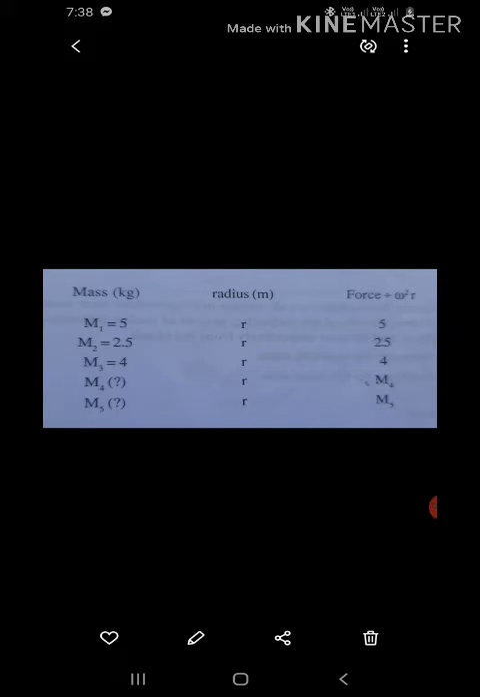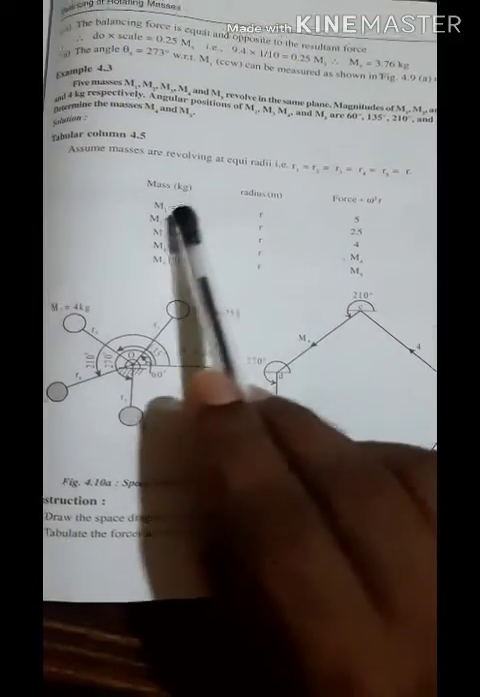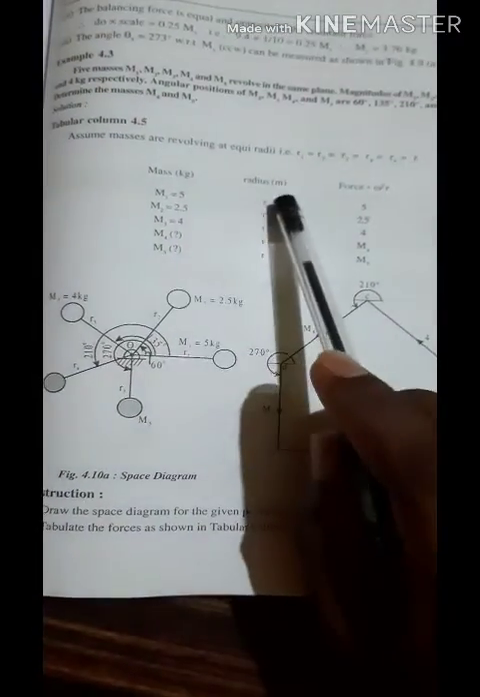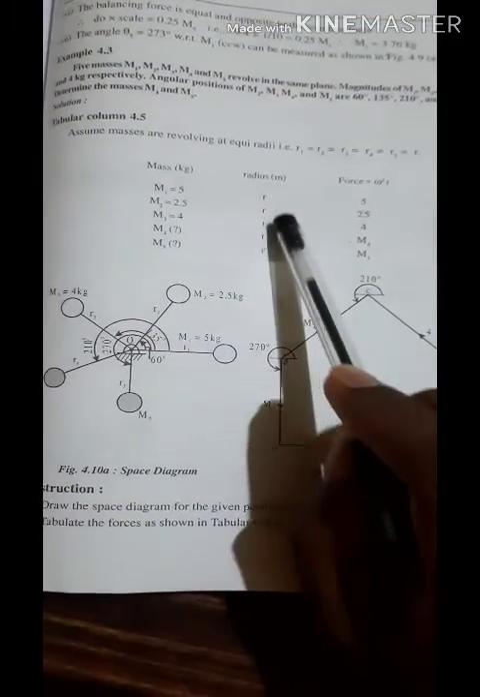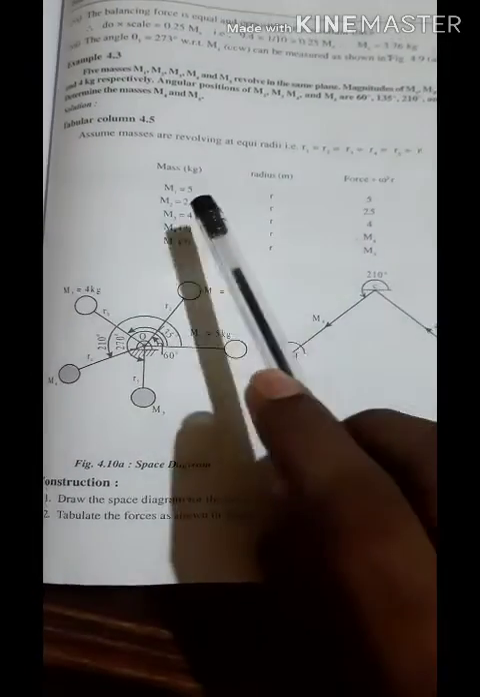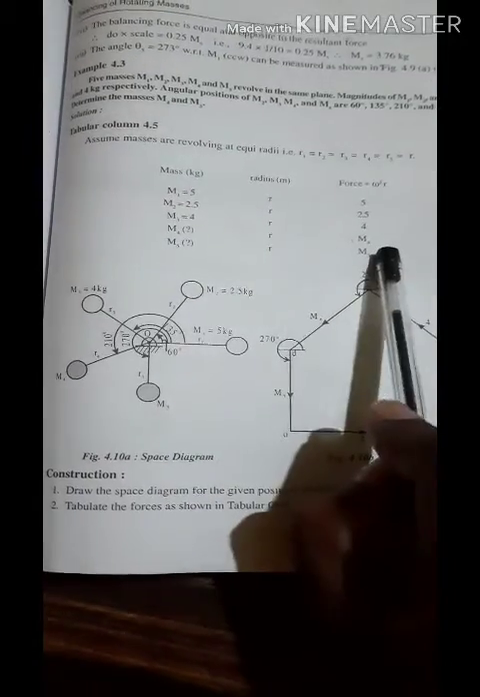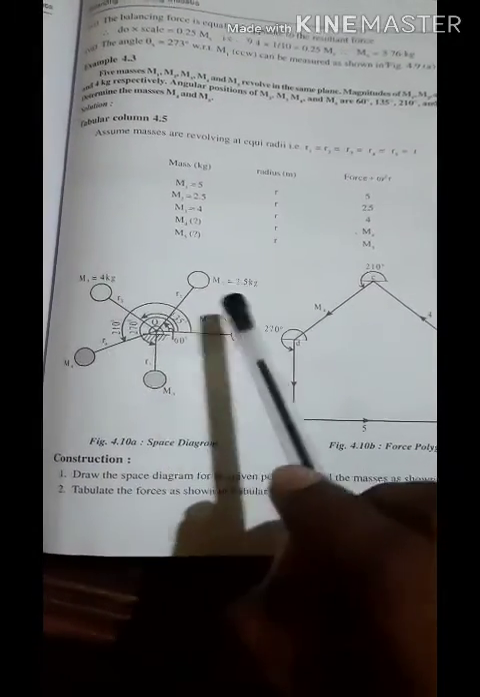Now we will directly solve graphically and get the answers of m4 and m5. The masses are given, and we take all the radii as unity: 5 into 1 is 5, 2.5 into 1 is 2.5, 4 into 1 is 4, m4 into 1 is m4, m5 into 1 is m5. So this is the space diagram with all the angles shown.